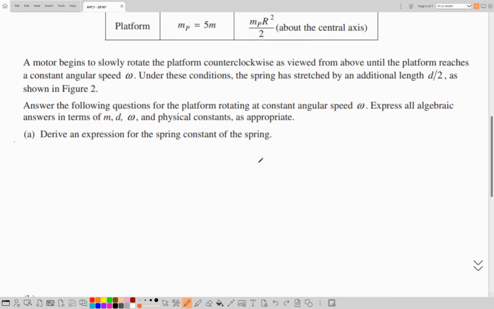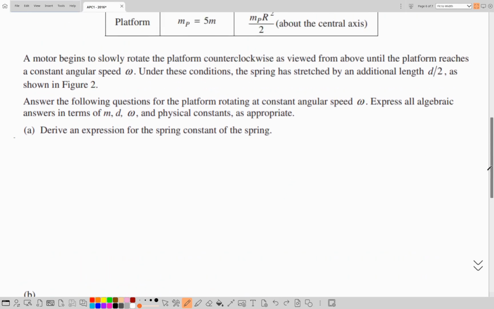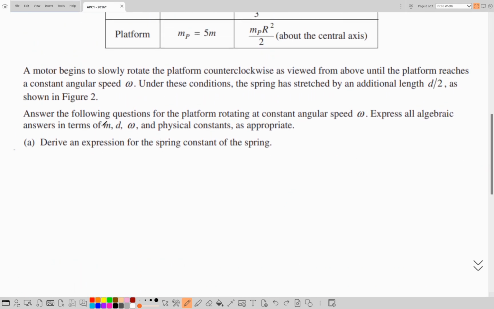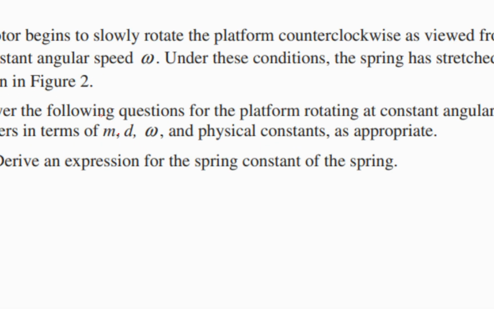Now they're telling us to derive an expression for the spring constant of the spring. So basically, let me repeat the statement. Answer the following questions for the platform rotating at a constant angular speed omega. Express all your answers in terms of m, d, omega, and physical constants as appropriate. Now we need to derive the spring constant of the spring in terms of m, d, and omega.